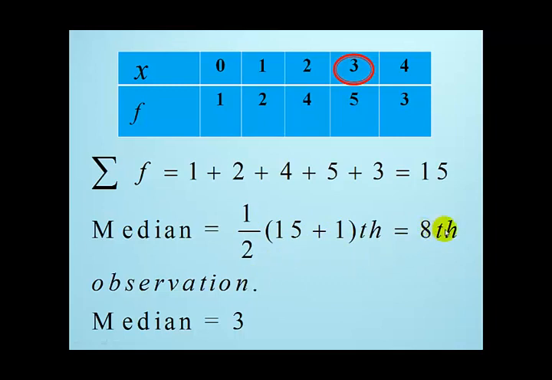So we start to count. We start to add the numbers from 1 till we get to the 8th observation. So 1 plus 2 equals 3. 3 is less than 8, so we still add. 3 plus 4 is giving us 7. And 7 is still less than 8, so we still add. But when we add 5 to it, we are getting 12. So the 8th observation is here, and the number that corresponds to the 8th observation is 3. That means that the median is equal to 3.